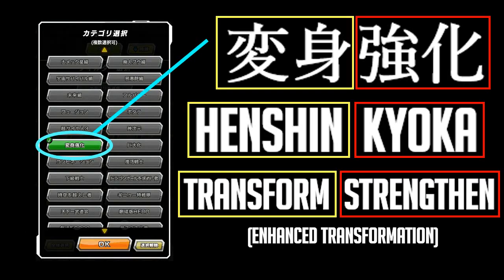The next one is going to be HENSHIN KYOKA. HENSHIN means to transform, and KYOKA means to strengthen. Breaking down Kyo and Ka: Kyo means strong, and Ka means to change. So to become stronger, I guess, is another way to think about that. So Henshin is transform, Kyoka is to strengthen. That equates to the enhanced transformation, which is how it's translated over to the English version for this category.